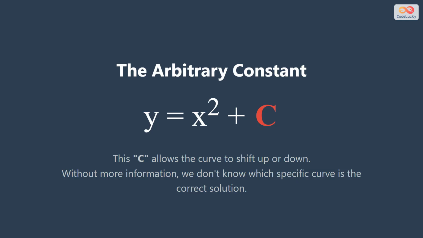This family of curves exists because of the arbitrary constant. See, this constant allows the solution to shift up or down vertically. Without additional information, any value of C is mathematically valid, so we cannot pinpoint a single specific outcome.